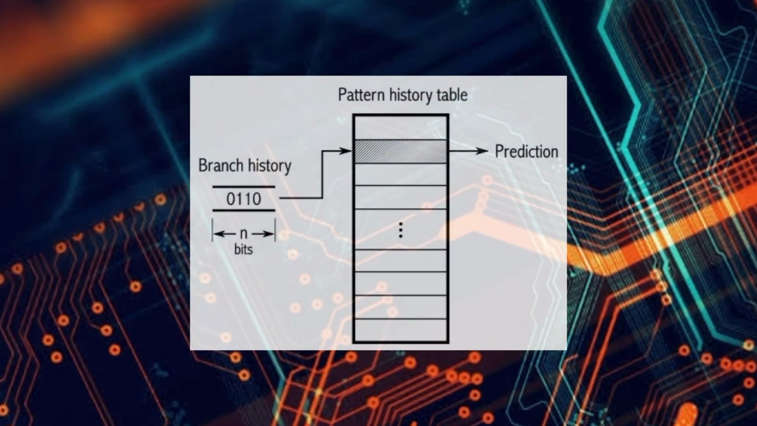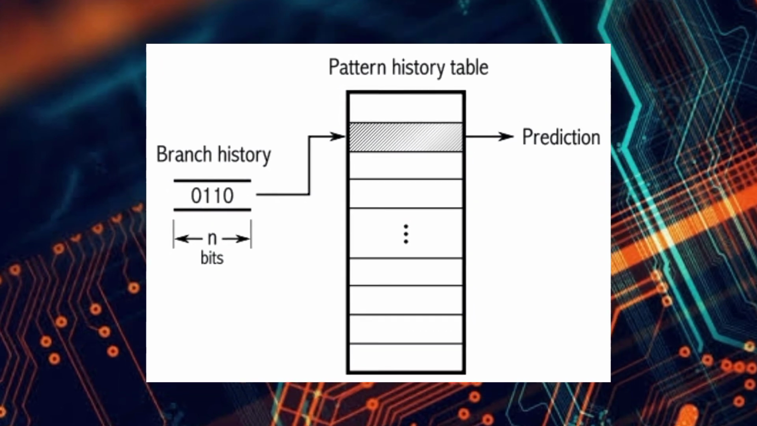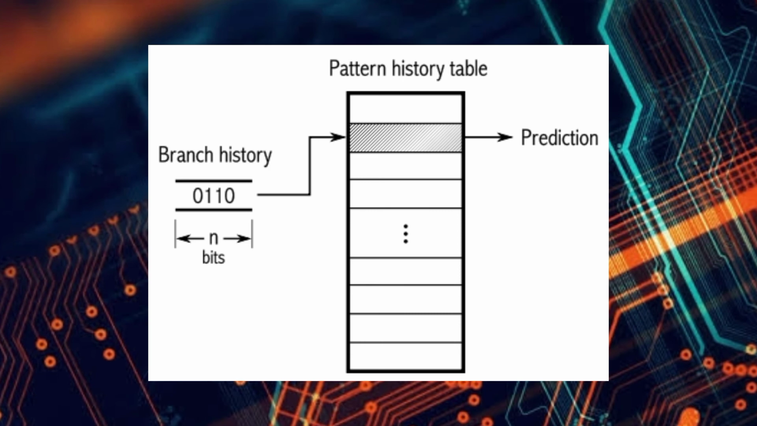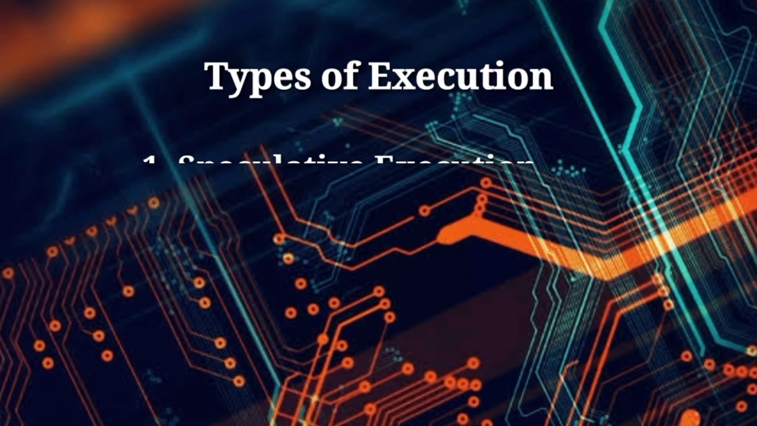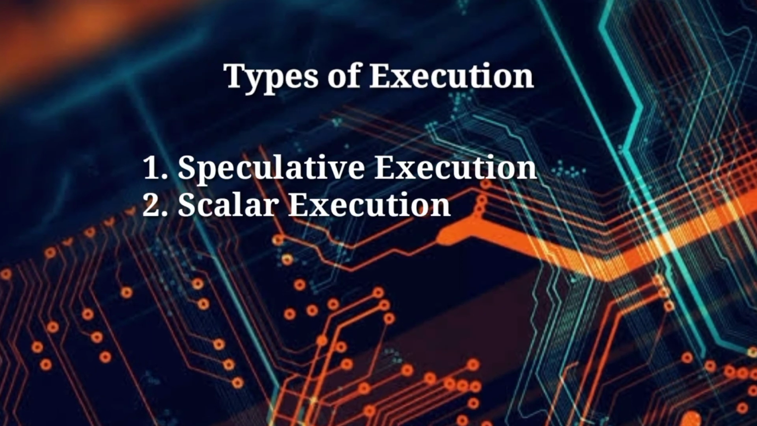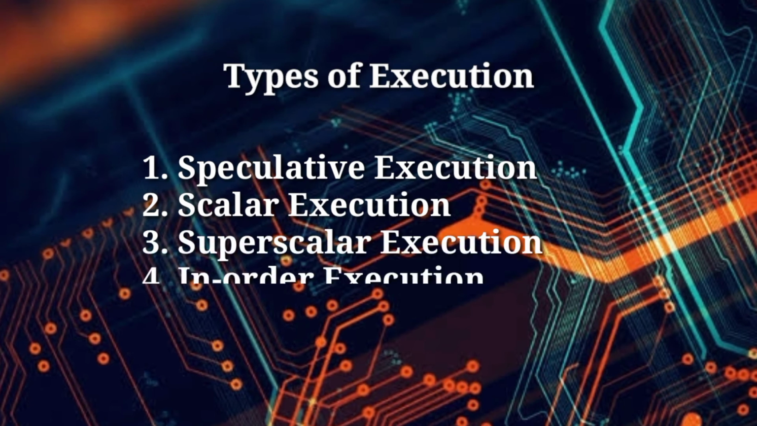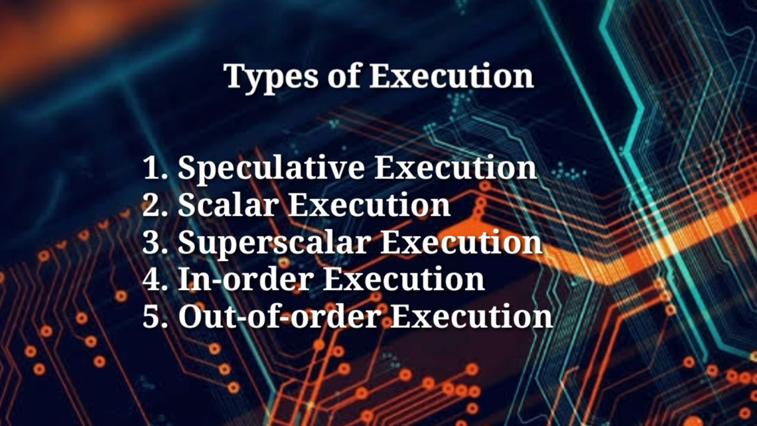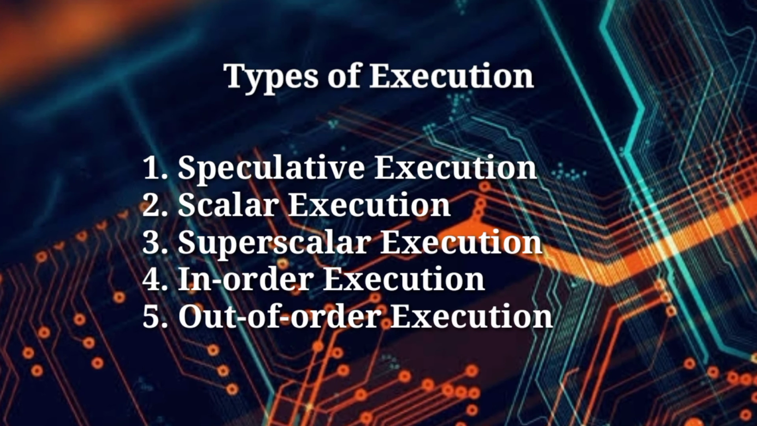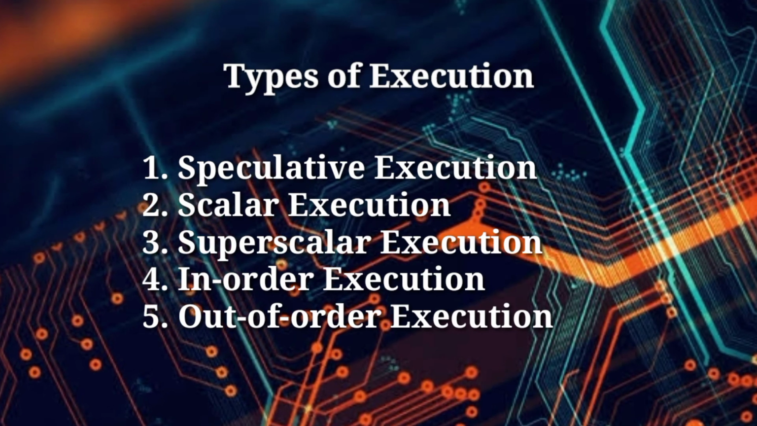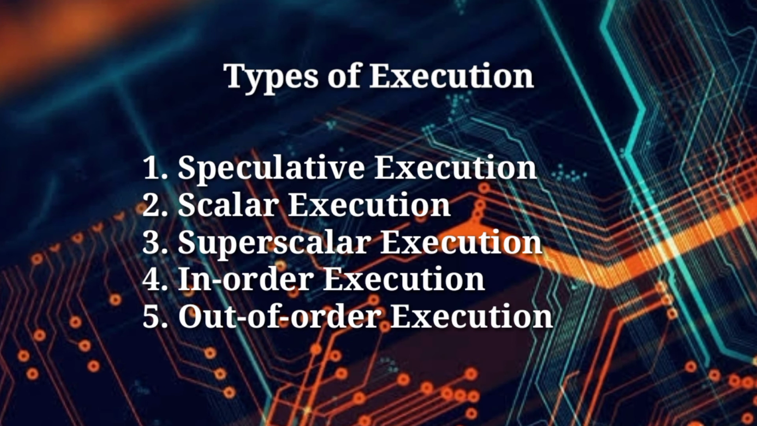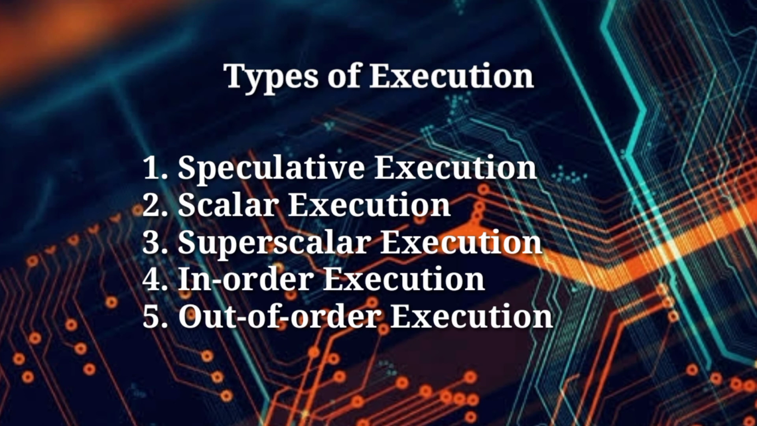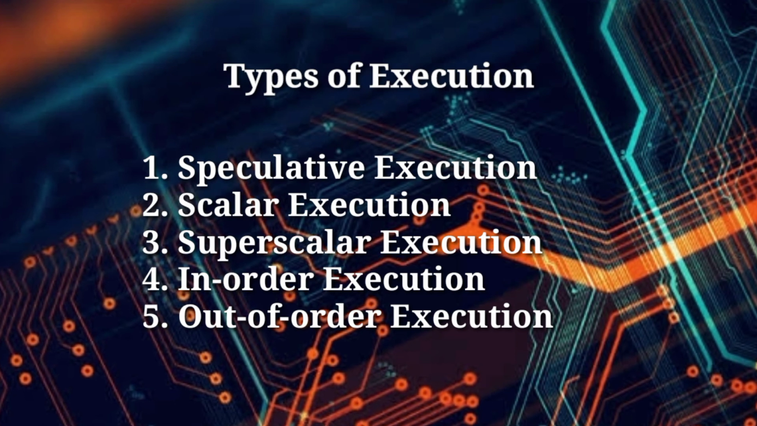Concepts mentioned also included branching and execution, branch prediction, and types of execution such as speculative execution, scalar execution, superscalar execution, in-order execution, and out-of-order execution, wherein out-of-order execution and superscalar execution yield higher CPU efficiency and better performance.